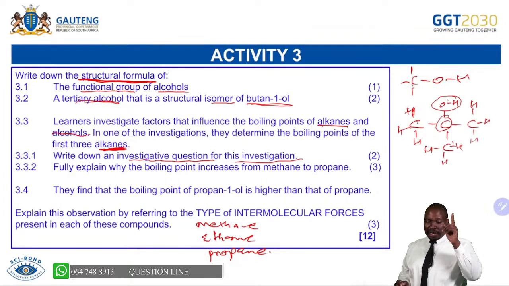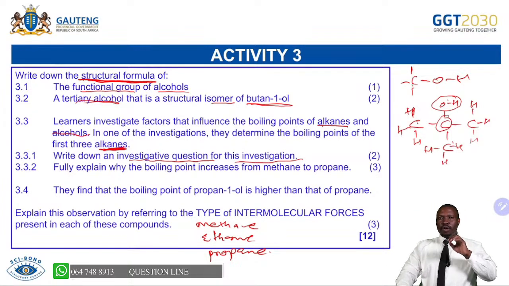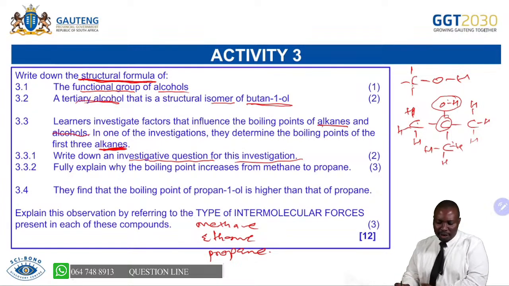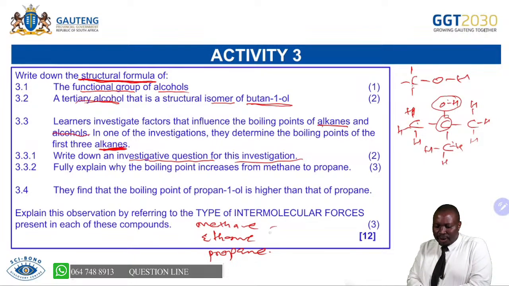Remember, I just told you that the investigative question is very important. I'm trying to be fast. The first thing that you will do is ask, what are my variables? What am I changing from methane to ethane to propane? You see, this is the same functional group, so the intermolecular force is remaining the same. It's London forces in all of them. But this London force is increasing. How is it increasing? We're increasing the chain length.